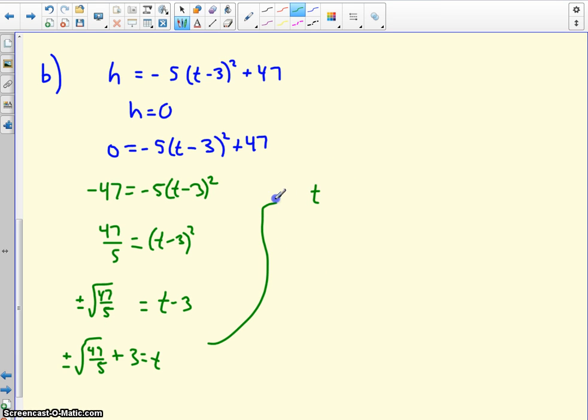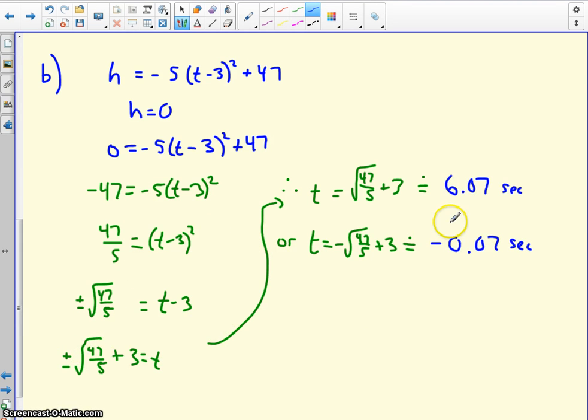So one of them is going to be when time is equal to the square root of 47 over 5 plus 3. Okay, and I'll let you find the decimal equivalent on your calculator. Or when time equals the negative square root of 47 over 5 plus 3. Okay, so again, plug those in your calculator, see what you get, and let's see if these answers make sense.